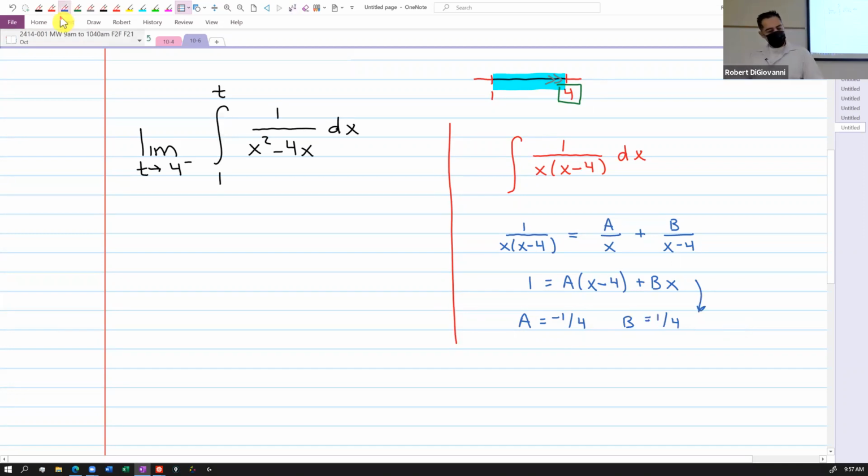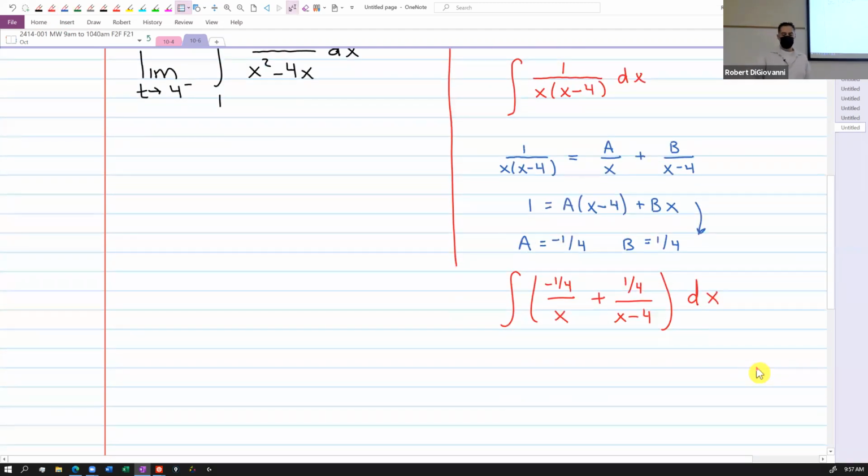And so now this integral becomes the integral of negative 1/4 over x plus 1/4 over x minus 4 dx. Okay, that's what this becomes after the partial fractions. And then this should become negative 1/4 natural log absolute value of x plus 1/4 natural log of x minus 4. So all I did there was ignore the negative 1/4 because it's a constant.